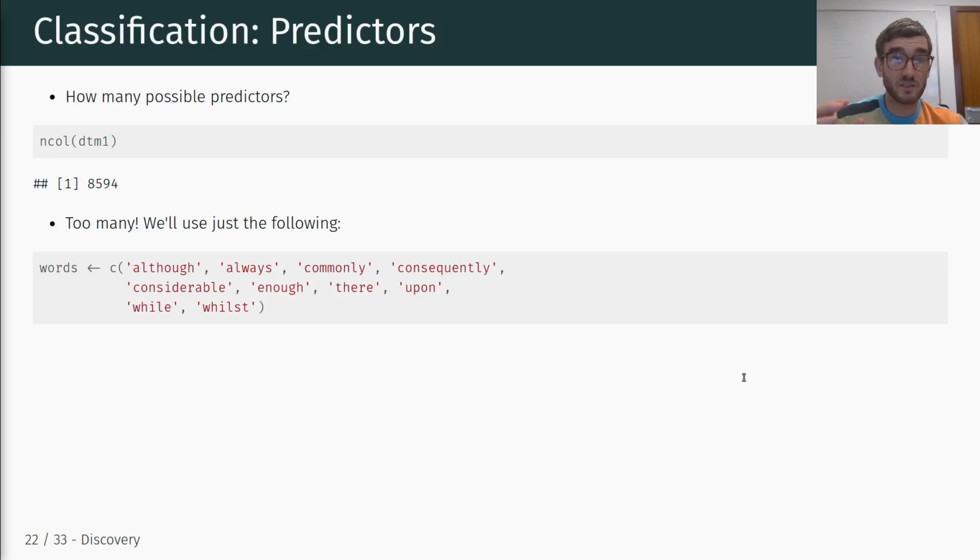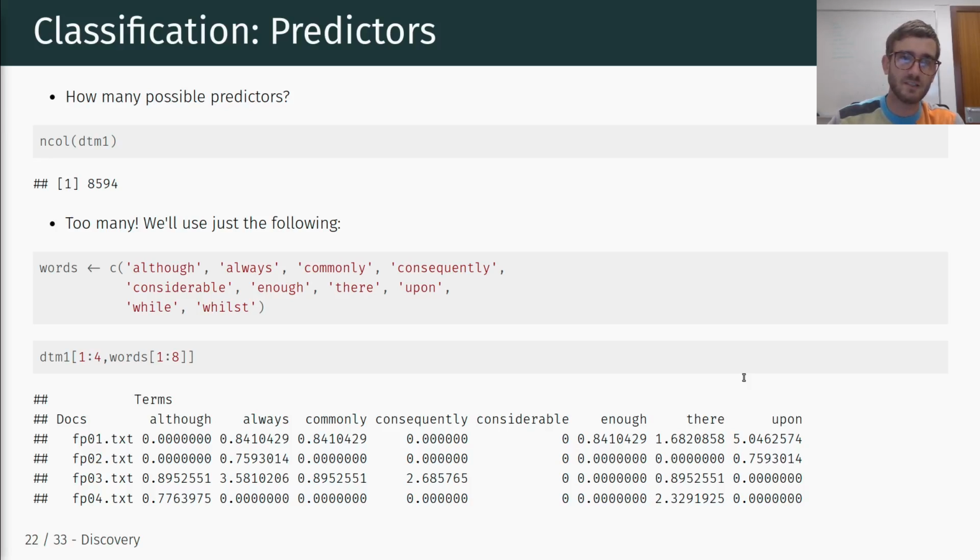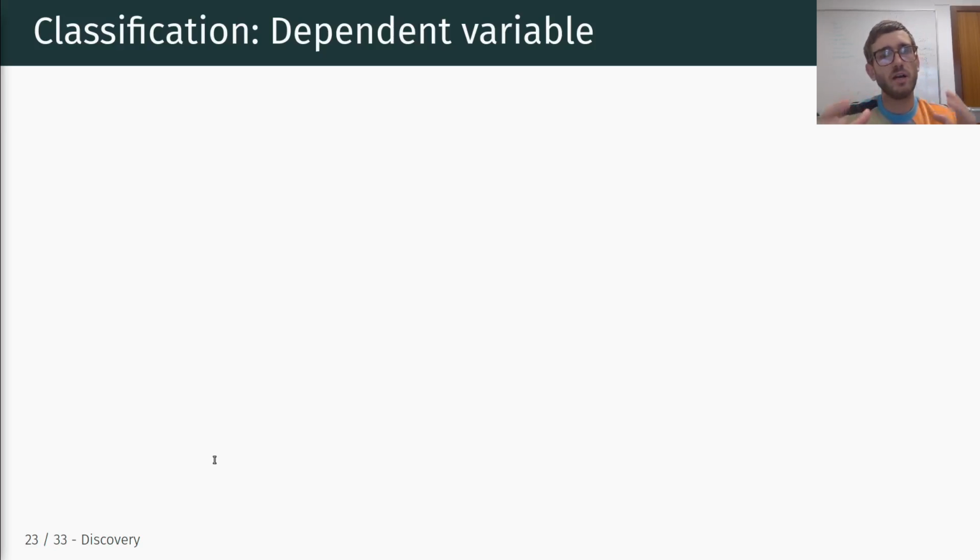So for now we'll disregard all the other terms, and we'll just focus on those terms and how often they appear in each of those documents, and use that as a predictor to classify authorship. All right. And so if we subset our document term matrix according to those words that I identified here, we see now the word rate for those key terms that we're interested in across 85 different documents, right? Okay, so now we have our set of predictors.